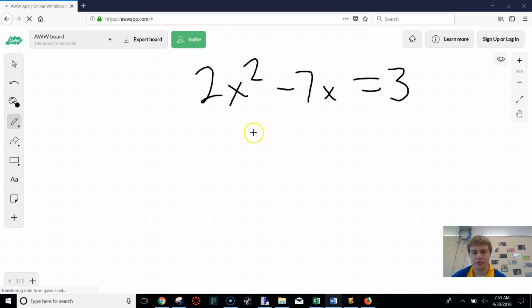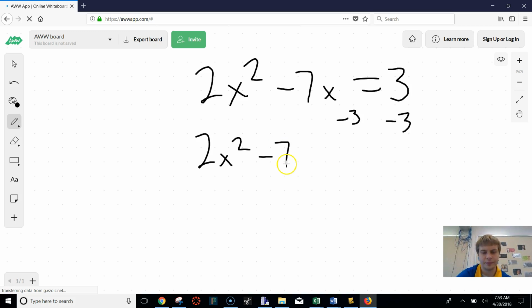Okay, so I can't use square rooting because I have two x's. I can't factor this because it has a number in front. I'm not going to use completing the square because it's got a number in front. So I'm going to use the quadratic formula. You'll notice that this doesn't equal 0, so we can only use the quadratic formula if this thing equals 0. So what we're going to have to do is subtract the 3 from both sides so that we can get this side equals 0. And then we're going to use the quadratic formula to plug everything in.